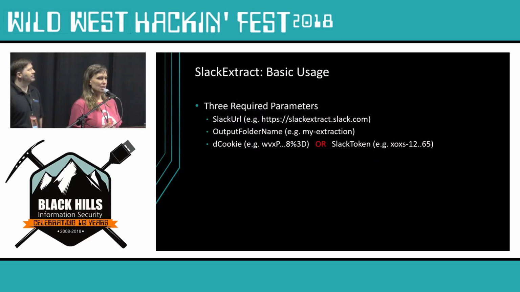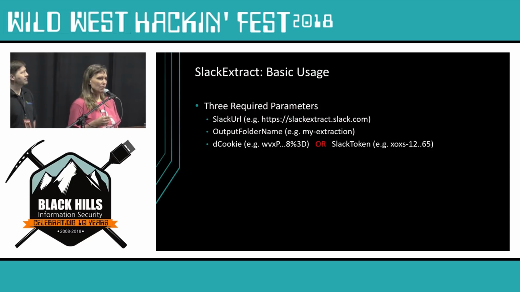So to use the Slack extract script, there's three required things you have to give it. You have to tell it the Slack URL. In our examples today, we're going to use slackextract.slack.com. And then you have to give it an output folder name, so just a folder where you want all this extracted stuff to go. We'll use my extraction as the name of the folder for these demos.